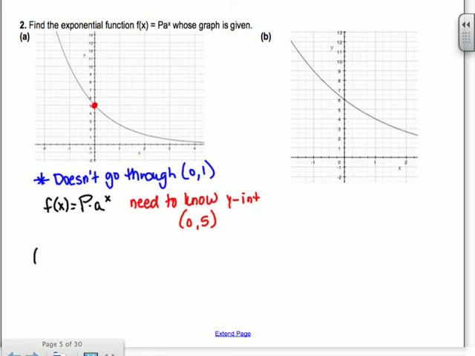If I have 0, 5, that means when I plug into this function, y equals p times a to the x, I'm going to get 5 for y and 0 for x. What's a to the 0? 1. So I get 5 equals p. So already I found what p is. Now I need to find what a is. So now we pick another point. What's another good point to pick? Looks like none of them are really crossing very evenly. I see one that crosses. Do you guys see it?